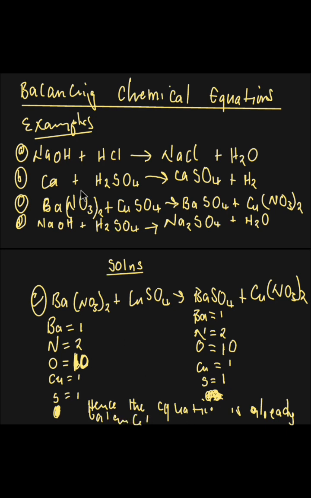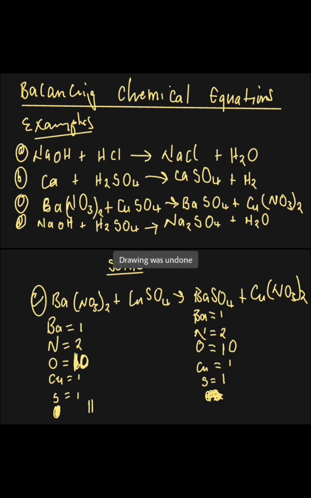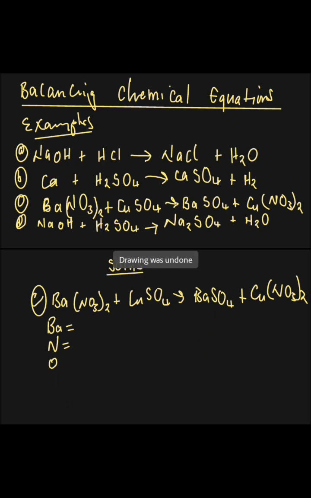Okay, so the last example now is where we have sodium hydroxide reacting with sulfuric acid to produce sodium sulfate and water. So you have sodium hydroxide reacting with sulfuric acid to produce sodium sulfate and water. Let's try and see if we can balance this equation.